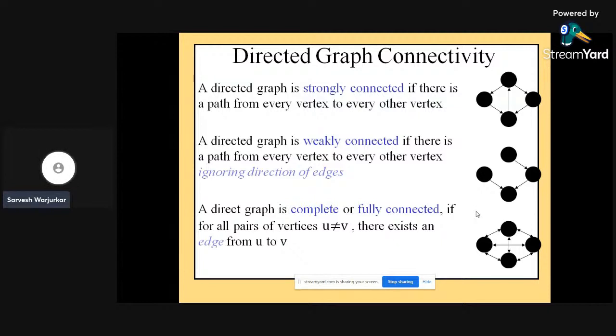In the diagram, it is already shown. A directed graph is complete or fully connected if for all pairs of vertices, where u is not equal to v, there exists an edge from u to v. So this is a directed fully connected graph.